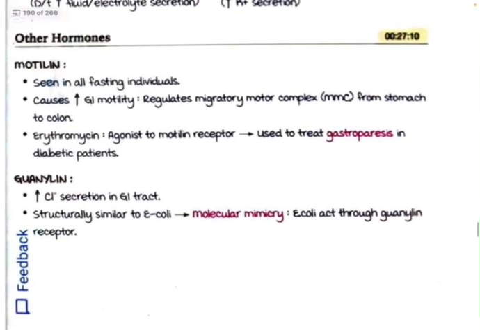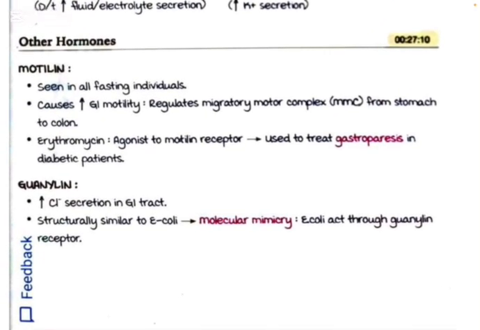Other hormones, like motilin, are seen in all fasting individuals and cause increased GI motility. It regulates the migratory motor complex, MMC, from the stomach to the colon. Erythromycin, an agonist to motilin receptors, is used to treat gastroparesis in diabetic patients.